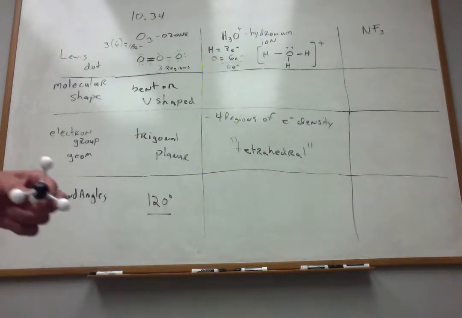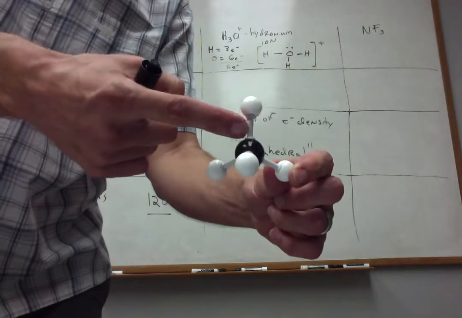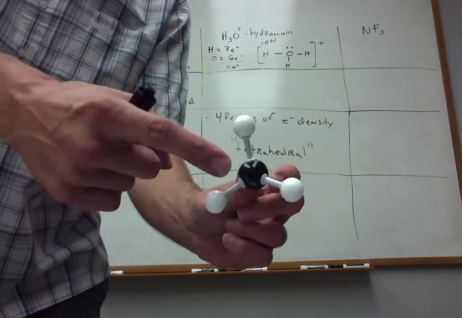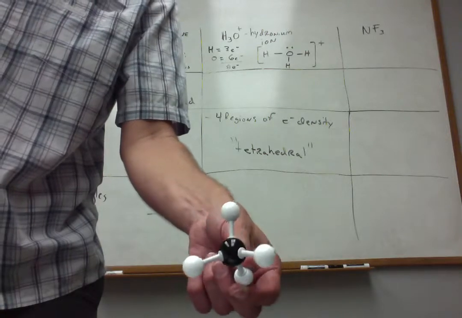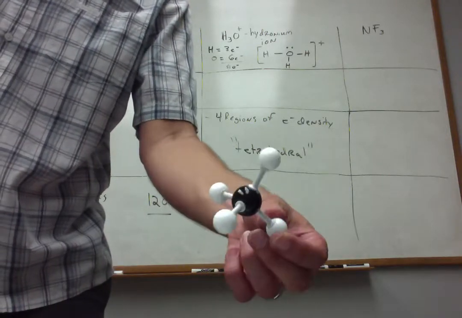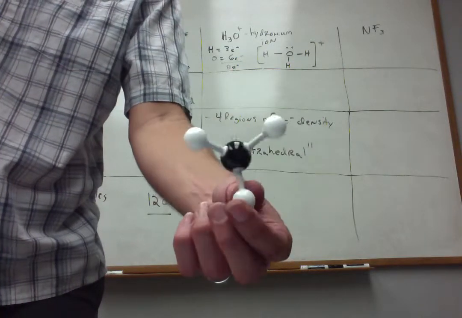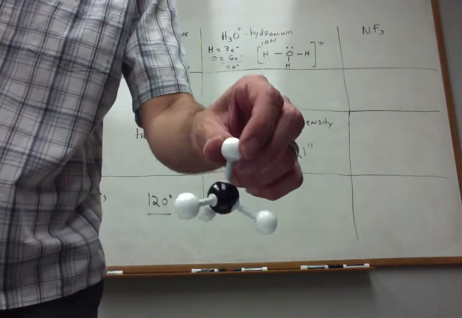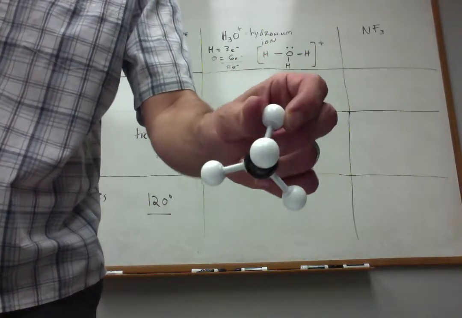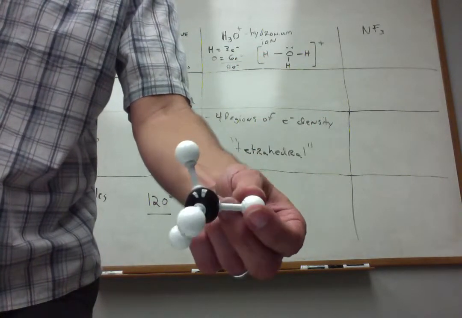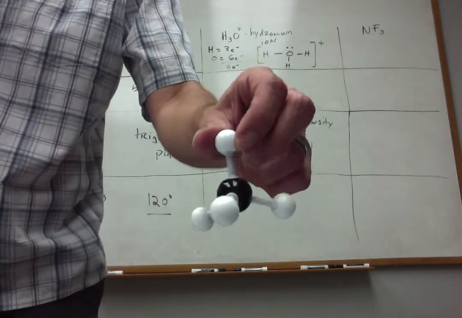Okay, so this is a perfect tetrahedral geometry where there are 1, 2, 3, 4 regions of electron density around the central atom. So you can kind of see what that looks like. This, again, is the geometrical arrangement which reduces electron pair repulsions. It gets the electron pairs as far apart from each other as humanly possible when you've got 4 electron pairs.